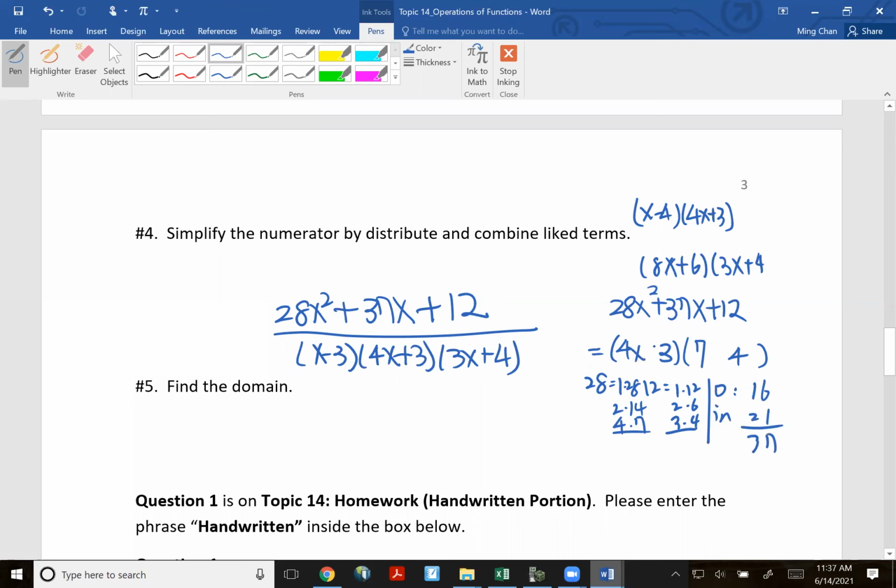Okay, so both of these signs have to be positive. So apparently the 4x plus 3 and the 7x plus 4 over the 4x plus 3 can be canceled out. So number 4, simplify the numerator and distribute, right? Now when you come to find the domain, you see that 4x plus 3 times 7x plus 4 over that.